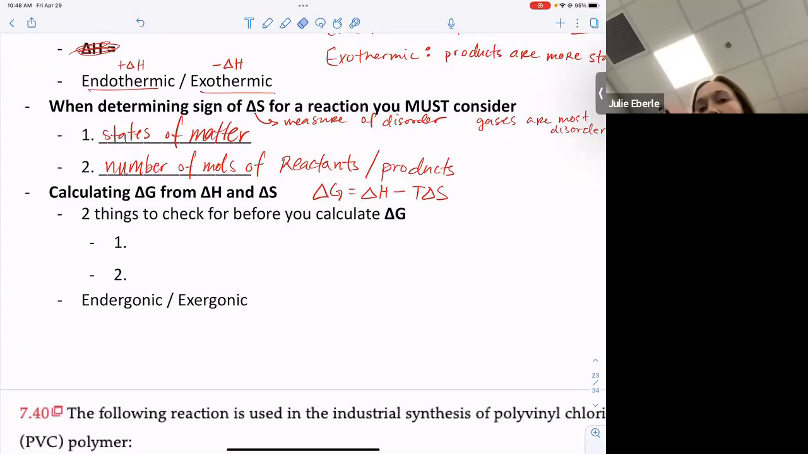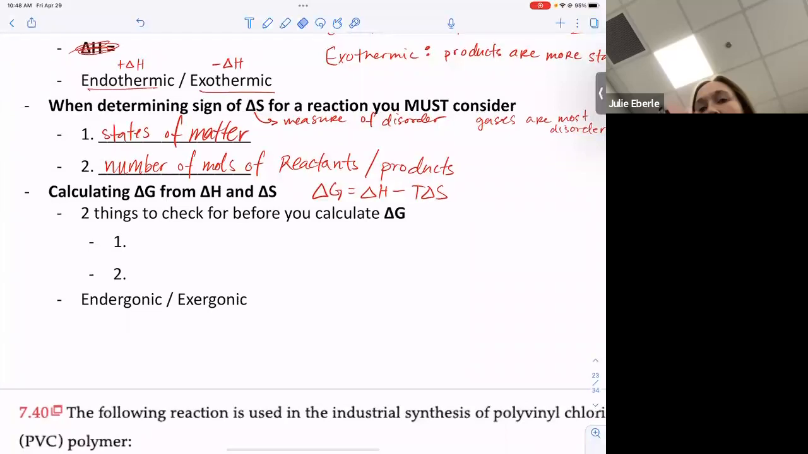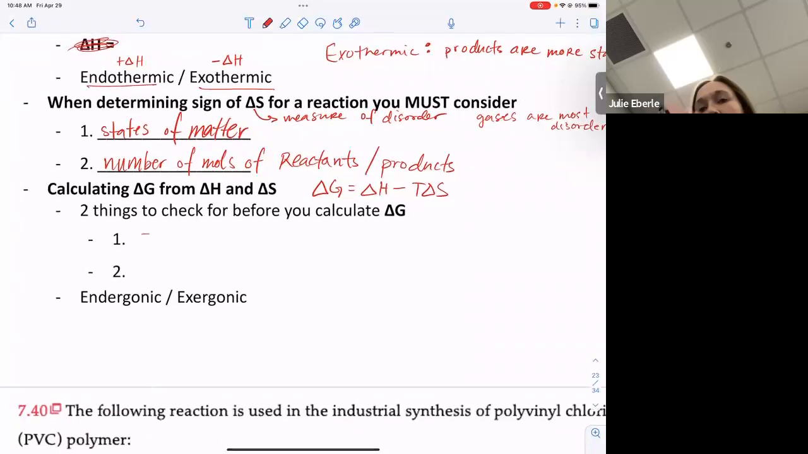And so if you're asked to calculate delta G on the exam, very good chance that will happen. You can kind of count on it. Two things to check before you calculate delta G. One is the temperature, which needs to be in Kelvin. So convert it to Kelvin if it's not.